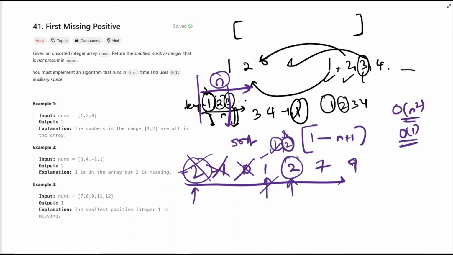Okay, you have found 2. Now what is the next number that you are expecting? That is 3. So again, go ahead. Did you find 3? No. I found a different number. So 3 is not there in my array.